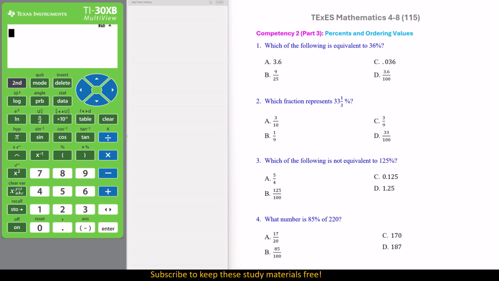Number 1, which of the following is equivalent to 36%? What we have to do here is just enter the 36% into the calculator. What do I mean by that? 36, second, and the open parenthesis above that gives you a percent. Now you're taking what's typed on your page to the calculator, then enter. So now it's entered into the calculator as a decimal. The calculator, which is essentially a mini computer, calculates it automatically for you.